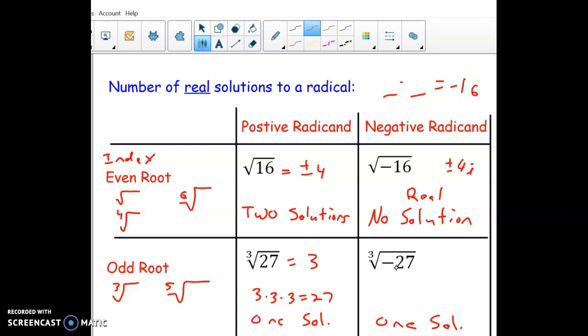And if you have a negative number underneath the radicand, that's okay as long as your index is odd. So here again, if we think about it, to get negative 27, negative 3 times negative 3 times negative 3, that certainly will give us negative 27 because the first two cancel out and then we have one extra negative. Okay, so the main thing here is to know an odd one will always have one, whether the radicand is positive or negative.